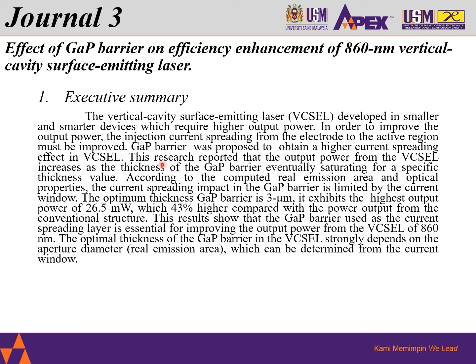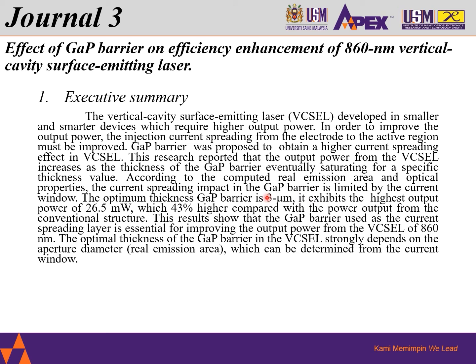In this research, it has been reported that the output power from the VCSEL increases with the thickness of the gallium phosphide barrier, but it eventually saturates at a specific thickness value. According to the computed real emission area and optical property, the current spreading impact of the gallium phosphide barrier is limited by the current window. The optimum thickness of the gallium phosphide barrier is 3 micron.